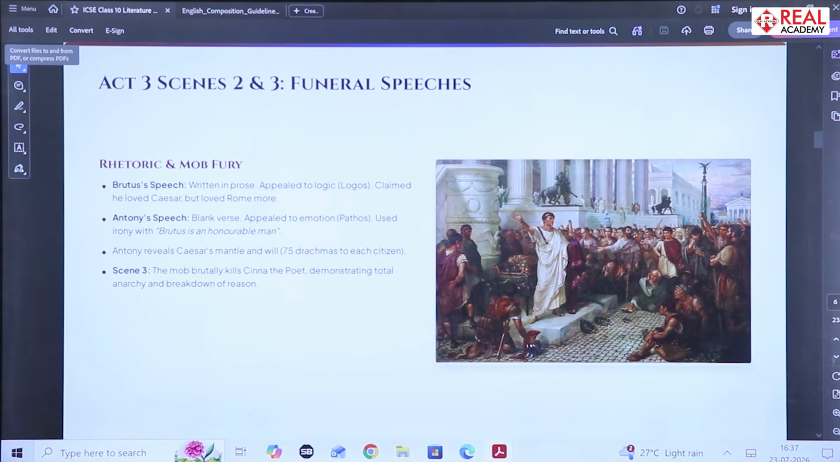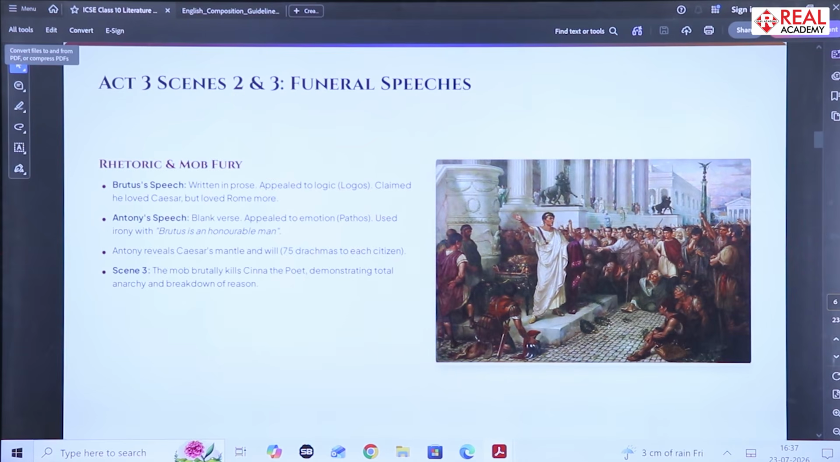Brutus addresses the Roman citizens first. He asks them to listen patiently and judge him fairly. He explains that he loved Caesar dearly but loved Rome even more. According to Brutus, Caesar's ambition threatened the freedom of the Roman people. Therefore, he killed Caesar not out of hatred but out of patriotism. He says, "Not that I loved Caesar less, but that I loved Rome more."